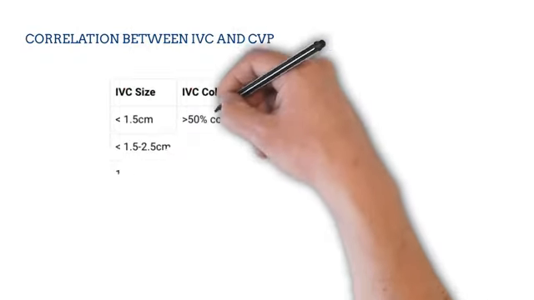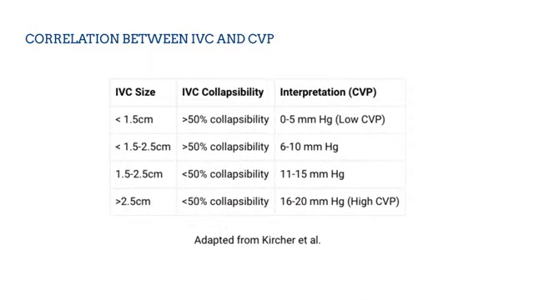Now let's study what is the relationship between the IVC and the central venous pressure. If the IVC size is less than 1.5 cm and it is more than 50% collapsible, it interprets CVP of 0 to 5. If the size of the IVC is 1.5 to 2.5 cm and it is more than 50% collapsible, it interprets the CVP of 6 to 10 mm of mercury. And if the size is 1.5 to 2.5 cm and it is less than 50% collapsible, it means CVP of 11 to 15 mm of mercury.